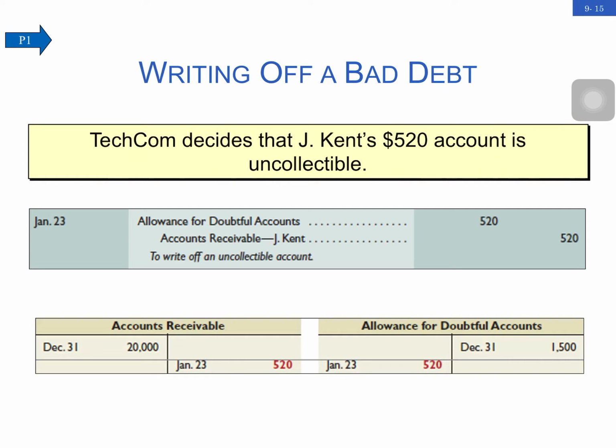Writing off a bad debt. Then Techcom decides that JCAN's 520 account is uncollectible. Okay, so how are you going to record? You will record allowance for doubtful accounts 520 and account receivable JCAN 520.